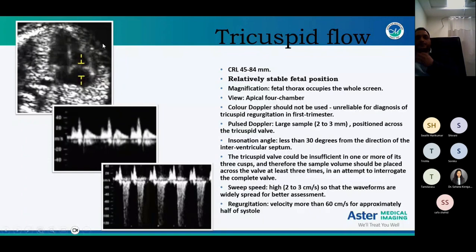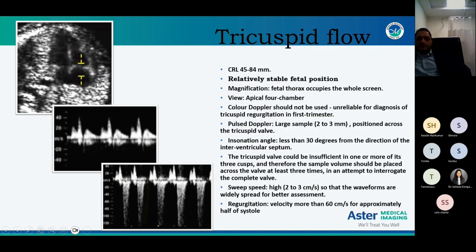When the baby is in a stable position, and as you know, CRL is always the same for all sonological markers, 45 to 84 millimeters. Magnify the fetal thorax such that the thorax occupies the entire screen. Take the apical four-chamber view. Check the tricuspid valve clearly. And color Doppler should not be used for tricuspid regurgitation because it can give unreliable results in first trimester.